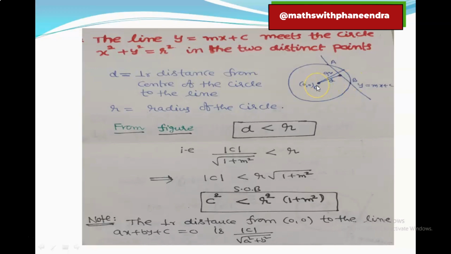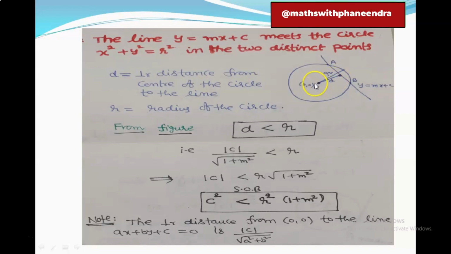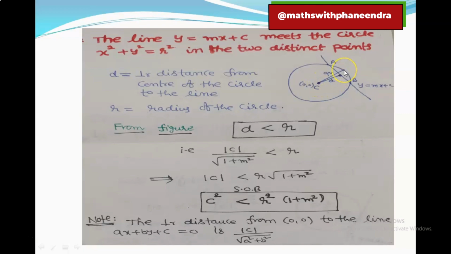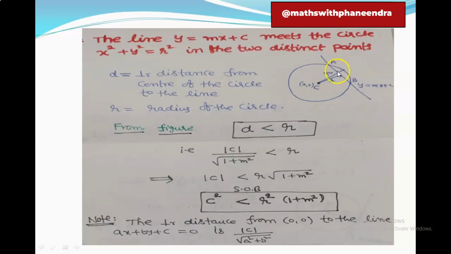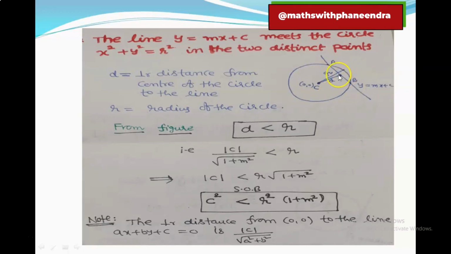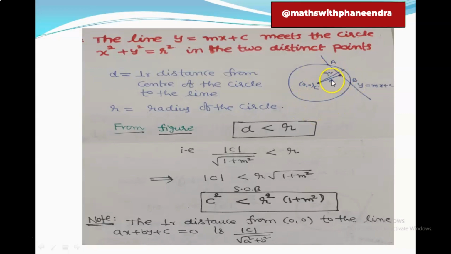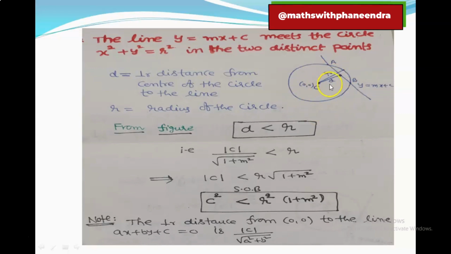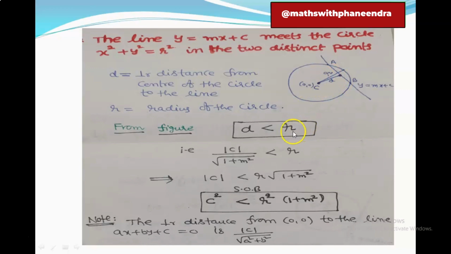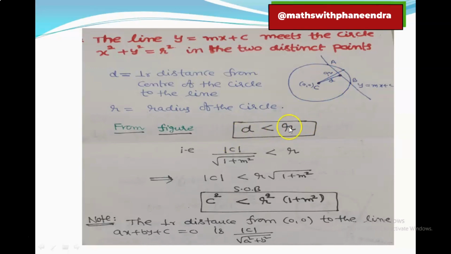Find the distance from the center of the circle to this line, that is d. That means the perpendicular distance from the center of the circle to the line, and from the center to any point on the circle is called the radius. From this diagram we observe that the distance from the center of the circle to the line is less than the radius of the circle. d is less than r.